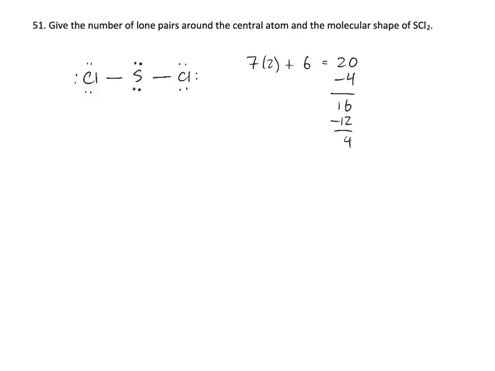You can double check the structure now to make sure everything has a full octet. And yes, every atom does. You can also calculate formal charges on each atom, and every atom has a formal charge of 0. So this is the best structure that we can draw for SCl2. We would say, first of all, this has 2 lone pairs on the sulfur, which is the central atom, answering the first part of the question.